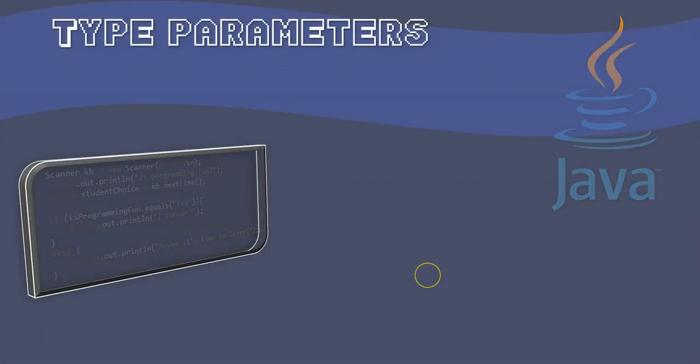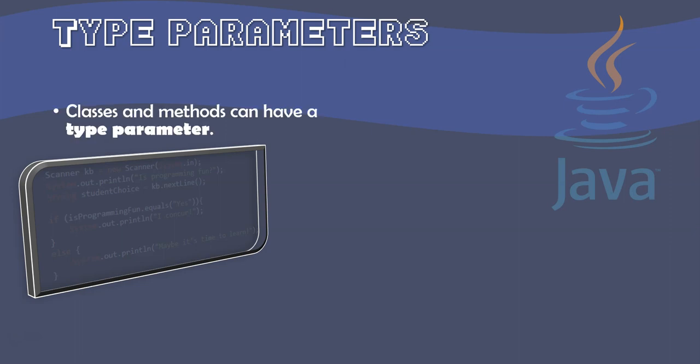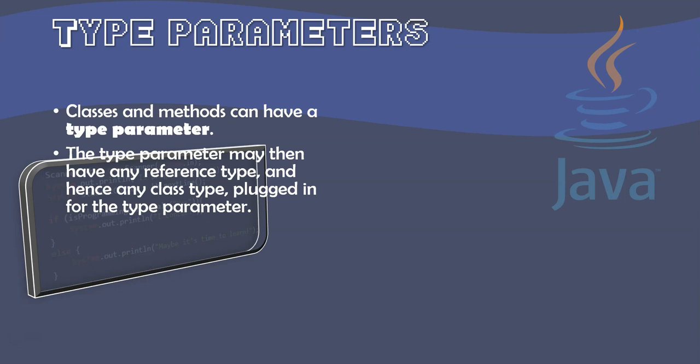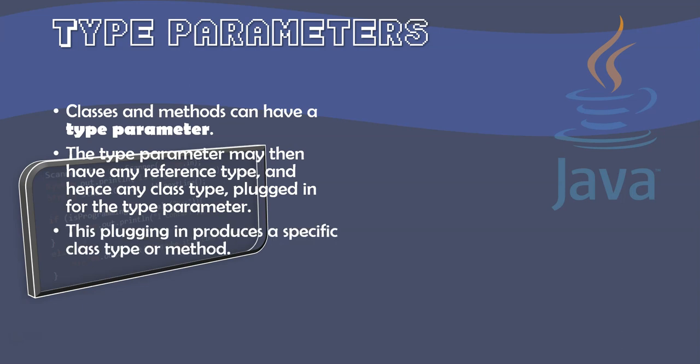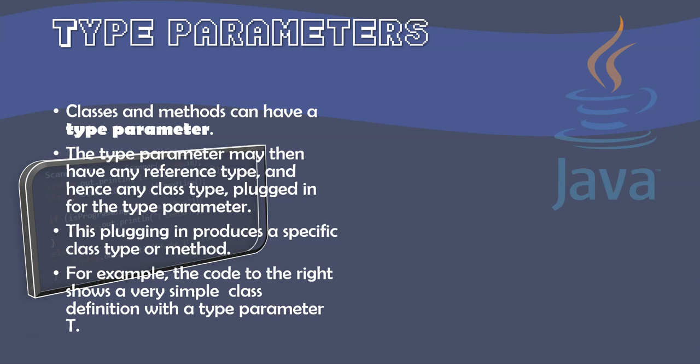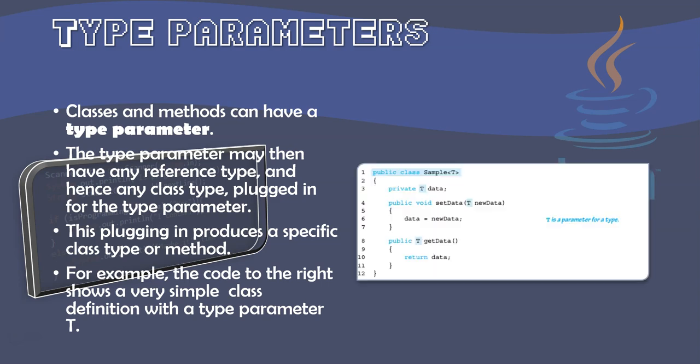The first thing we need to understand when we start looking at generics and classes of similar things is type parameters. Classes and methods can have a type parameter. The type parameter may then have any reference type, and hence any class type, plugged in for that type parameter. This plugin would then produce a specific class type or method. For example, if we look at this code here, we'll see a very simple definition with the type parameter T. And T, of course, is simply referring to that type parameter.